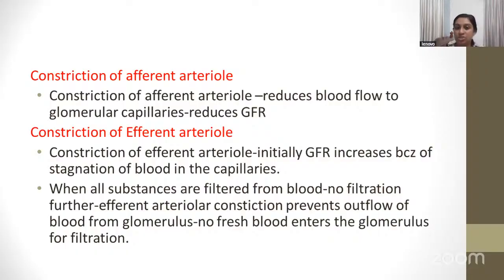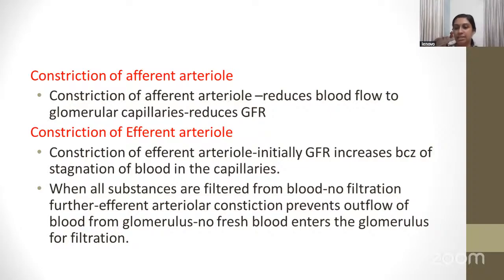Next is constriction of the efferent arteriole. That's a little tricky thing. Initially, when the efferent arteriole is constricted, the outflow of blood from the glomerular capillaries is blocked, so the amount of blood in the glomerular capillaries increases, thereby increasing the GFR. But if all the substances are already filtered and no further filtration is going to take place, the efferent arteriolar constriction blocks the outflow. When the outflow is blocked, the inflow also reduces, thereby decreasing the GFR.